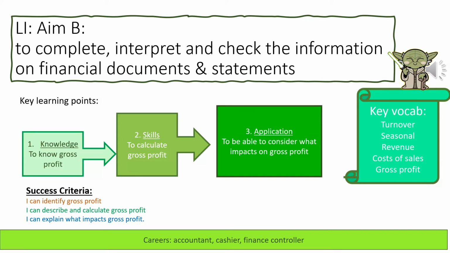Learning intention, aim B, to complete and interpret and check the information on financial documents and statements. It's the overriding theme on these lessons. Lesson 3 we're on now is about knowing gross profit, how to calculate gross profit and be able to consider what impacts on gross profit. The vocabulary you need to pay attention to is turnover and seasonal revenue, as you've seen before, and you're going to be using stuff from lesson 2, cost of sales, and your new word is gross profit. Some extra jobs to consider are accountant, cashier and financial controller.